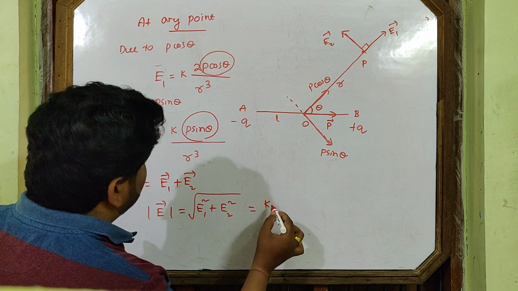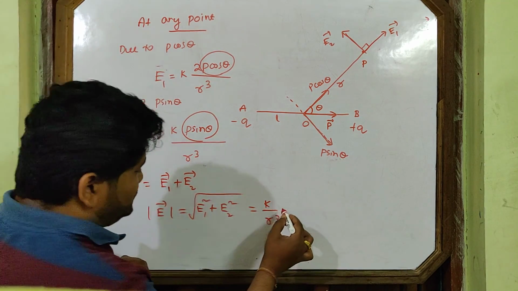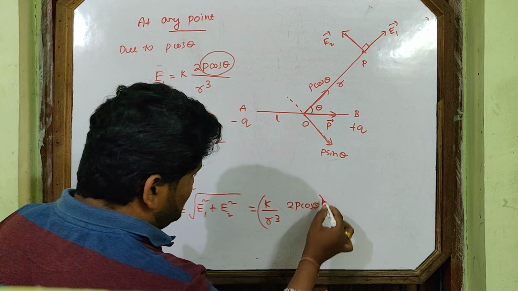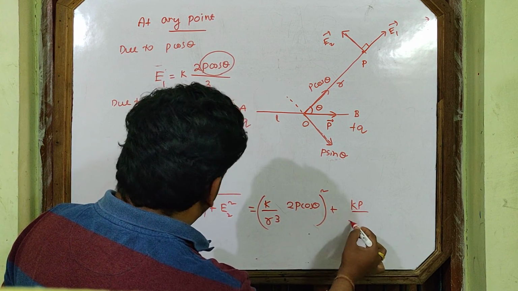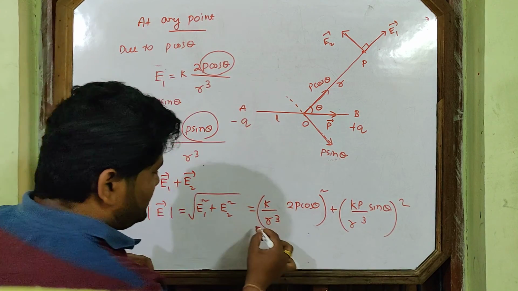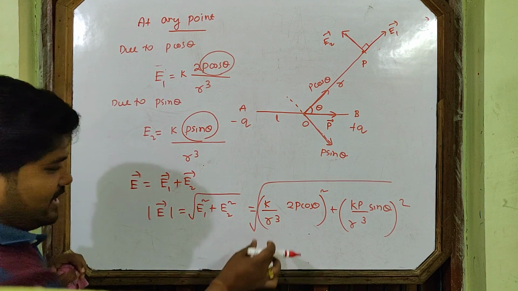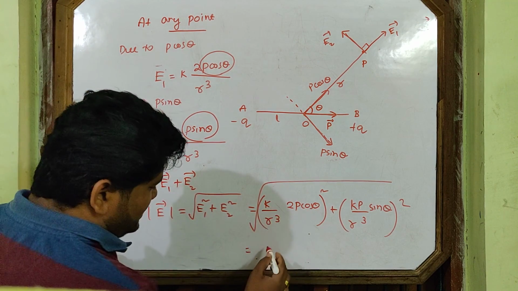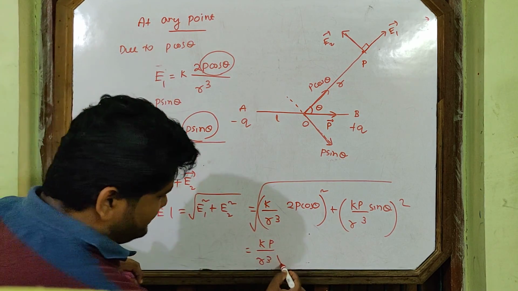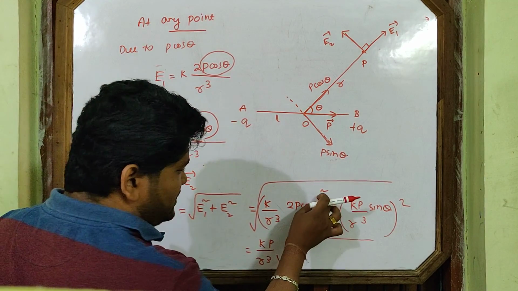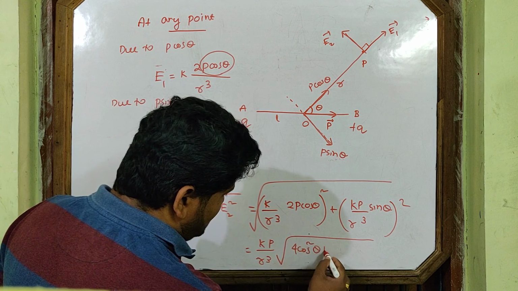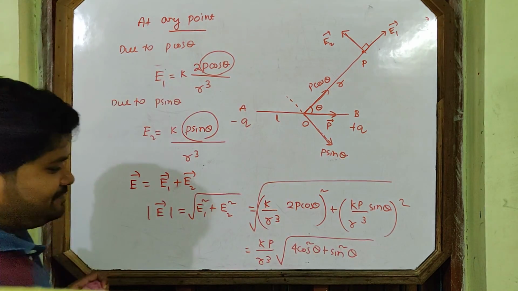So you can proceed doing the root over now. K 2p cos theta by r cube. So 2p cos theta, here it's square, plus k p by r cube sin theta, its square. So it's square root over. So k p by r cube you can take common. Then what remains inside the root over? I am taking common, there is the square, again root over, so cancel, it will become k p by r cube root over 4 cos square theta plus sin square theta.